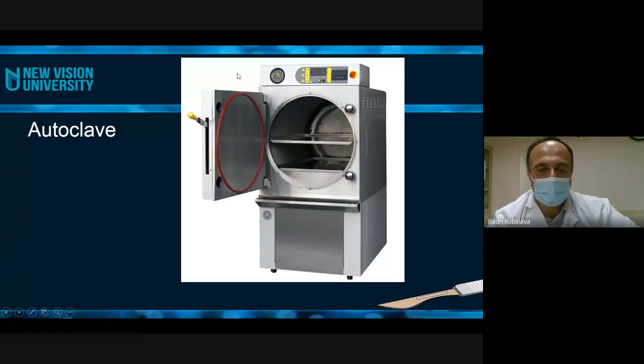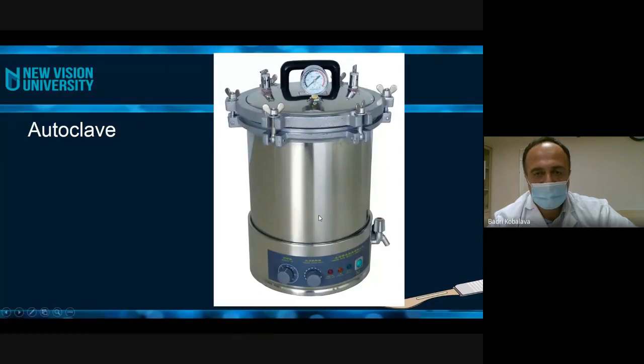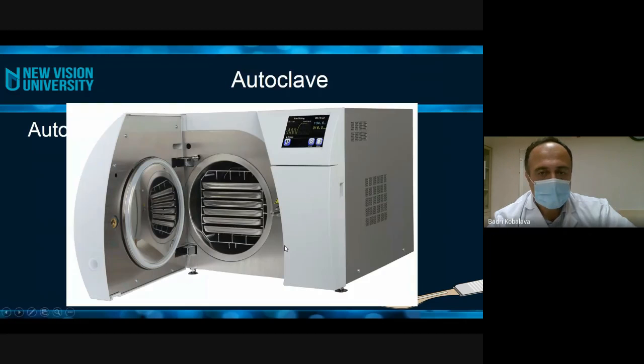So this is the autoclave, a horizontal autoclave. This is a vertical autoclave. Look at it. It is also closed tightly because inside the pressure is high. This is a manometer to control the pressure inside. This is an electrical board to control the temperature and pressure inside. This is a huge autoclave for large operating theaters and many operating theaters.